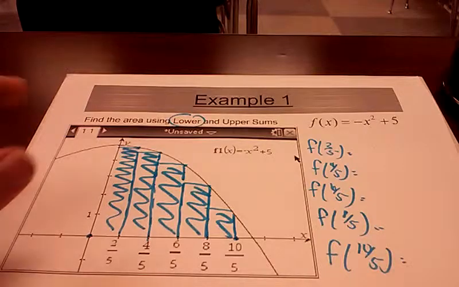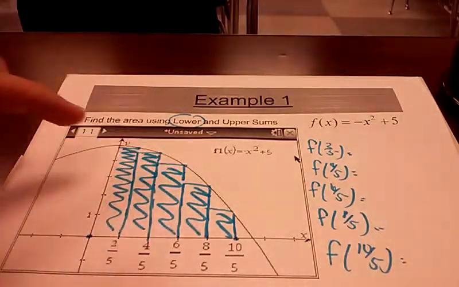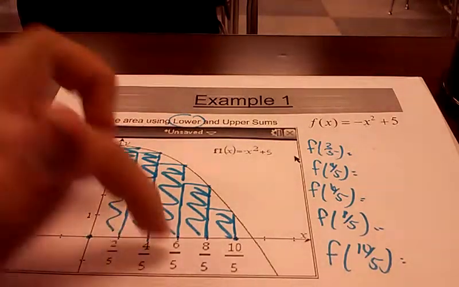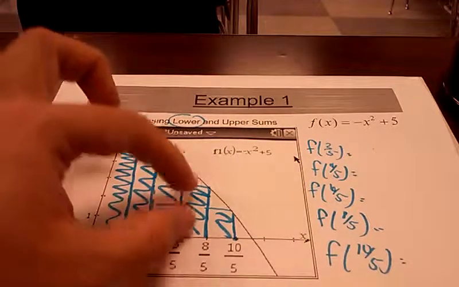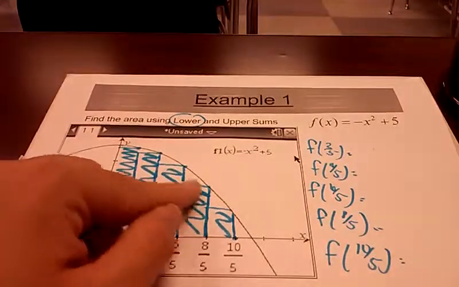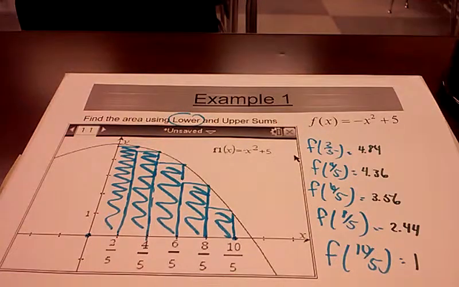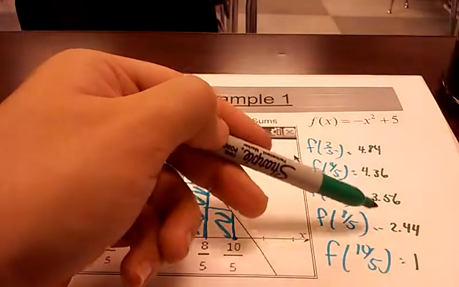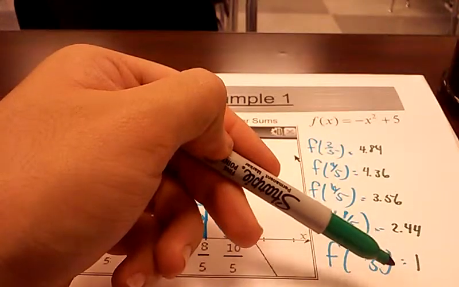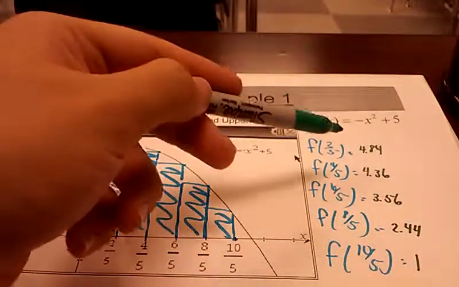And then once you have those y values, then you can multiply each one of those by 2/5, and then you would get the area of each rectangle. And then finally, you would add up all the areas, and that would be your approximation. So let me take a second, and I'm going to find these values for each one of these functions. All right, so here are the values of those points for the function. Again, those are the heights.